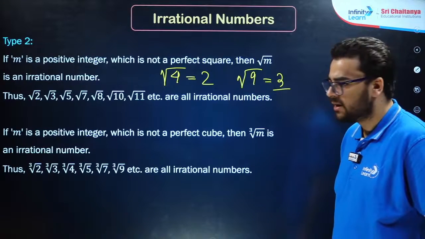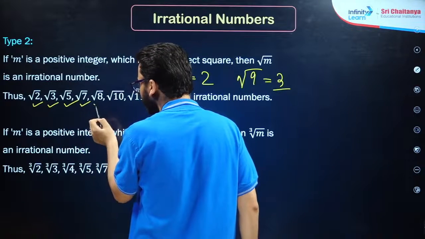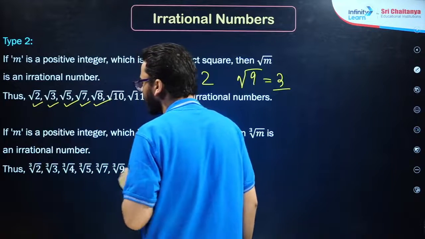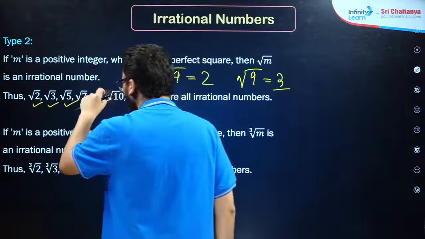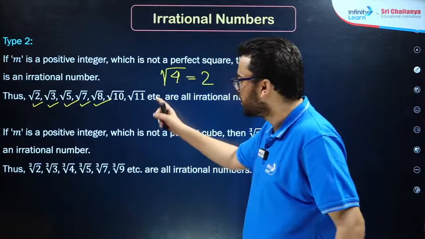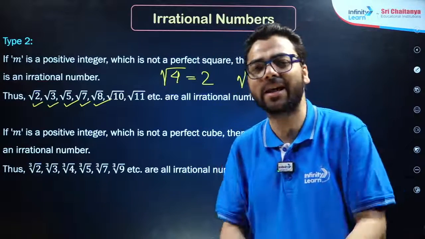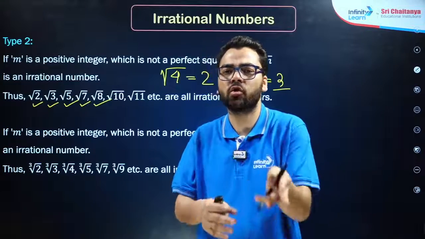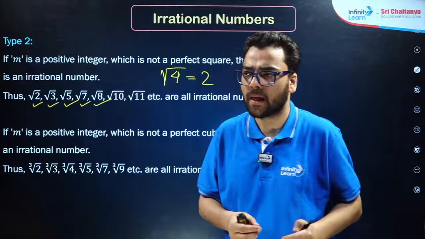You got that? But if you find the square root of 2, 3, 5, 7, 8, 2 is not a perfect square number, 3 is not a perfect square number, 5 is not a perfect square number, 7 is not a perfect square number, 8 is not a perfect square number. So the square root of any non-perfect square number will be an irrational number. Now the question you might be asking is, how will you show that root 2 is an irrational number?